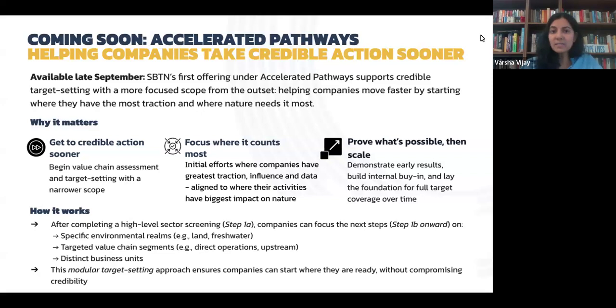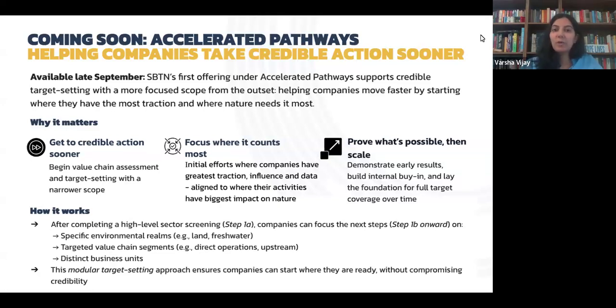So why does this matter? It helps companies get to credible action sooner, beginning with the value chain assessment and narrowing quicker to target setting. It helps companies focus where it counts most. So it helps them align their action to impact while also including where they have the greatest traction, influence, and data availability. And it also proves what's possible and then allows them to scale over time. It demonstrates early results that allow them to build comprehensiveness in their target setting journey and action over time.